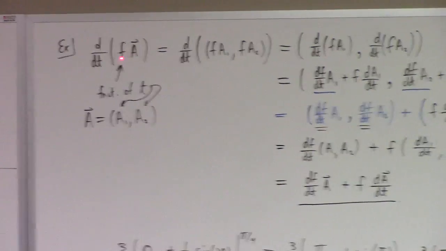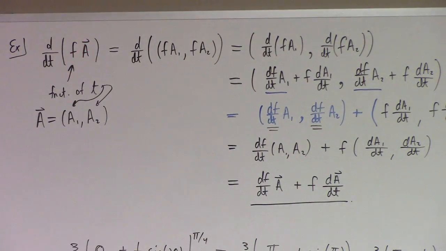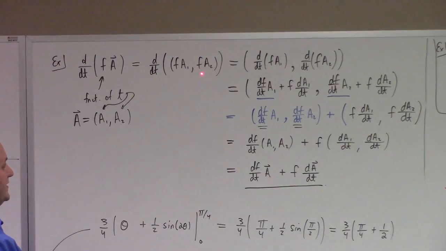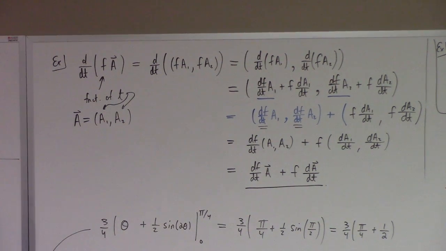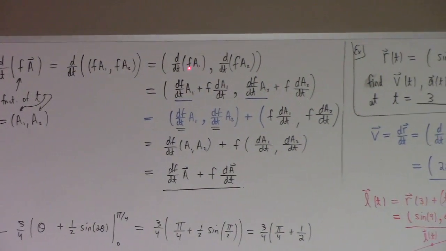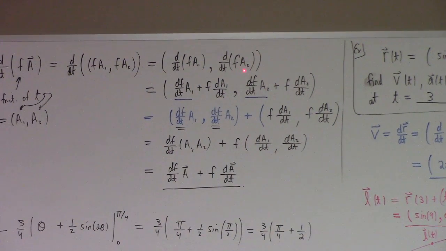My next example, I look at the derivative of a function of time times a vector of functions, all right? So the scalar multiple of f times A is equal to fA1, fA2, because that's what A is, A1, A2. Now, everything here is just arbitrary functions. So I'm showing you how we can derive a property of the differentiation of a vector. So what you do is, by definition, the derivative of this is the derivative of the first component, comma, the derivative of the second component, right? But this is a product of functions. That's a product of functions, so I have to do the product rule, like so and so.